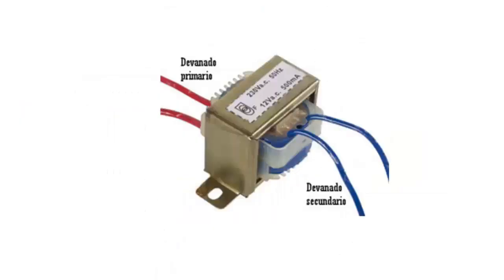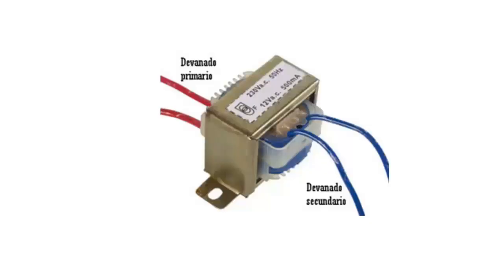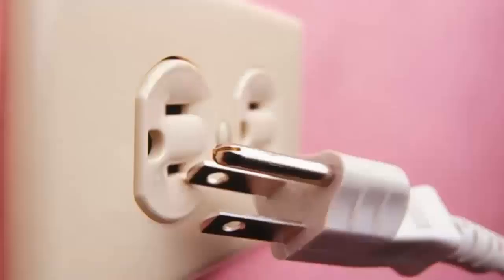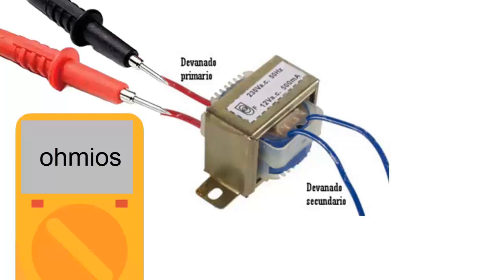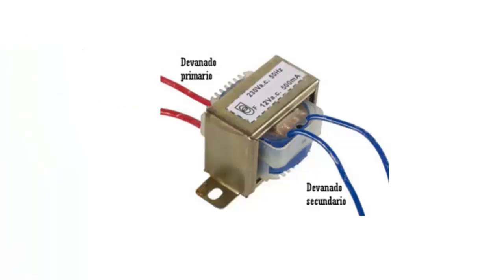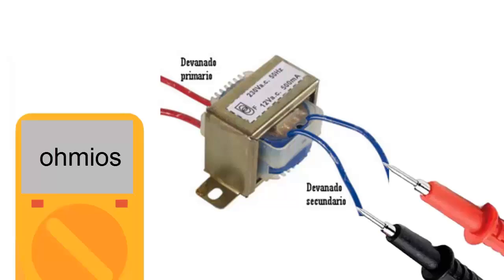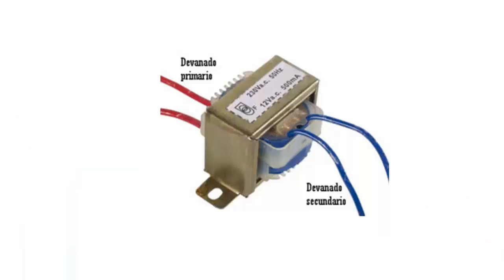Now let's see the steps to diagnose a transformer. 1. Check for visible damage, such as deformations or burn marks. If the transformer is bulging or shows signs of overheating, consider replacing it. 2. Turn off the power to the circuit and disconnect the transformer from the electronic board. 3. With the multimeter in the resistance function, measure the resistance of the primary and secondary coils. It should be low and never mark infinite.